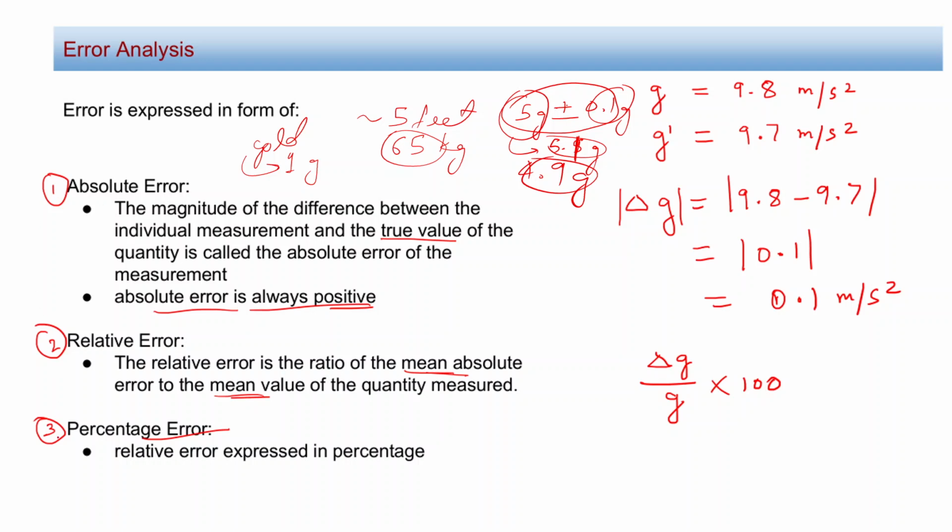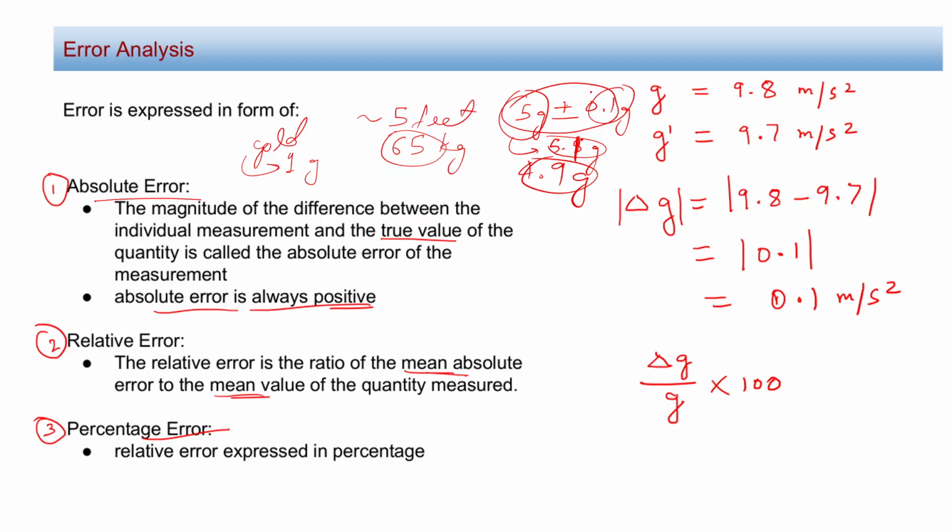Then this is what it's about. There are three ways we report an error: absolute error, where it's always positive, and is the magnitude of difference between individual measurement and true value of the quantity. Like if the true value is 9.8 meter per second square for acceleration due to gravity, and I measure in some experiment 9.7, then for absolute error I will take their difference and then I'll take the mod.